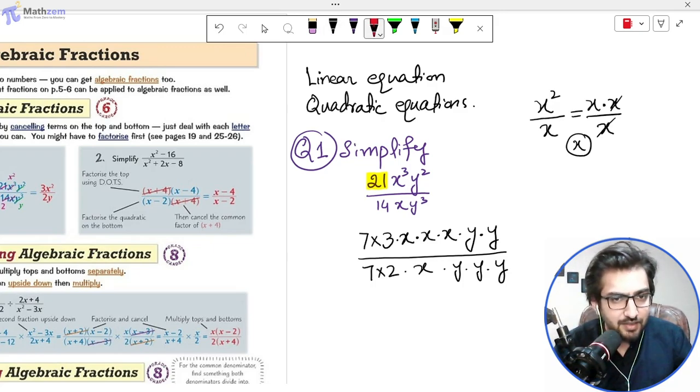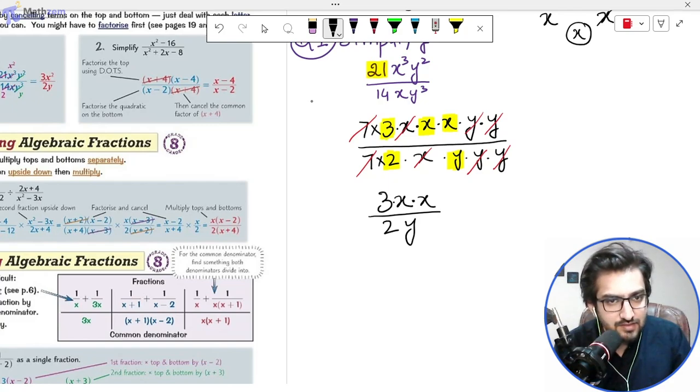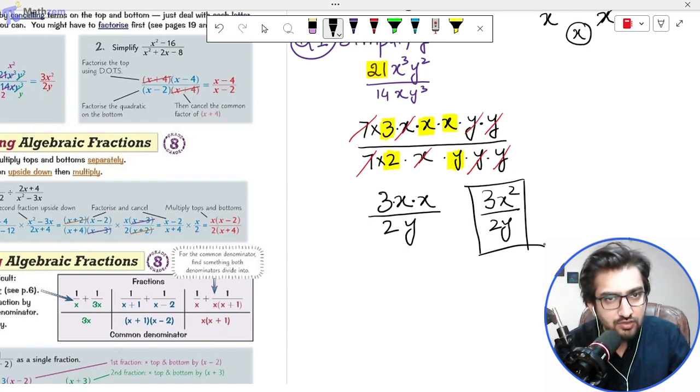Now I will start cancelling them. You can see this 7 can cancel out with that 7. This x can cancel out with this x, and y with y. So what is left? We will write that this 3 is left, this x, that x, this 2 and that y. So we got x times x, which is x square. So 3x square divided by 2y. That is the answer, and this is the simplified version of that question.